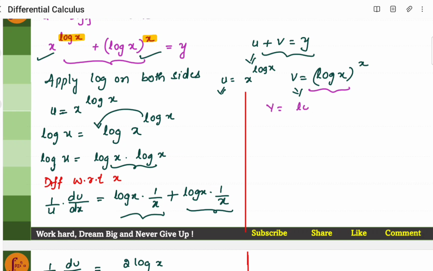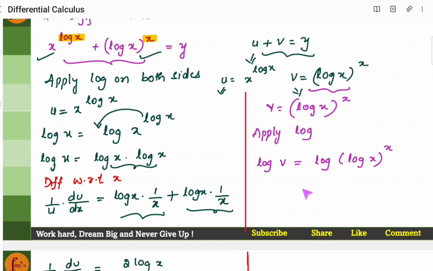V is equal to log x to the power x, right? So I'll apply log. So I'll get log v is equal to log of log x to the power x. Now using the logarithmic property, x will come here. So it will become x into log of log x. This is equal to log v.